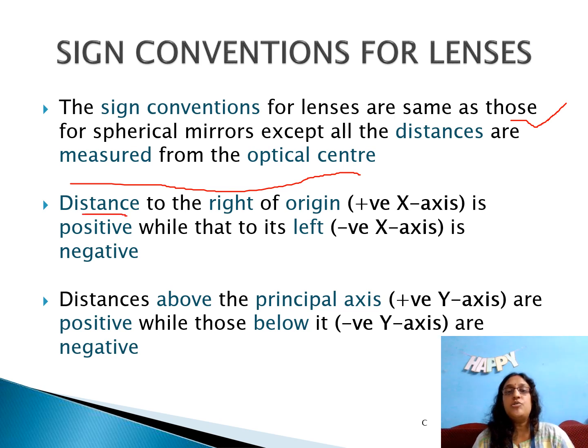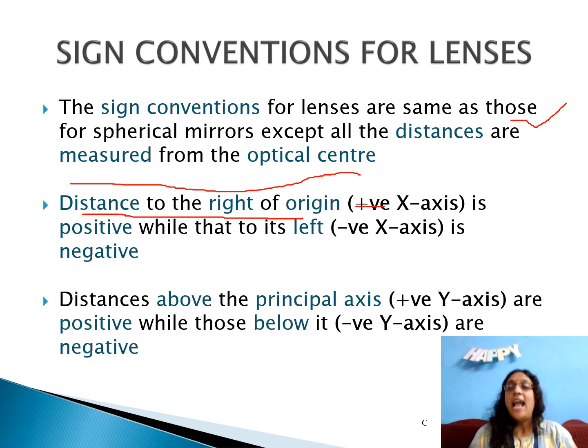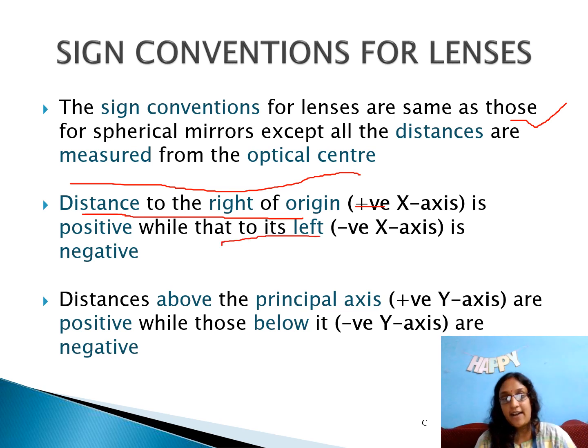The distance to the right of the origin will be positive. The positive x-axis is considered positive. Can you imagine the graph? The right side of the origin will be positive, right? While the left side will be negative. Left side will be negative and your right side will be positive.